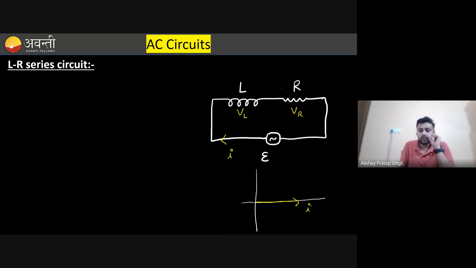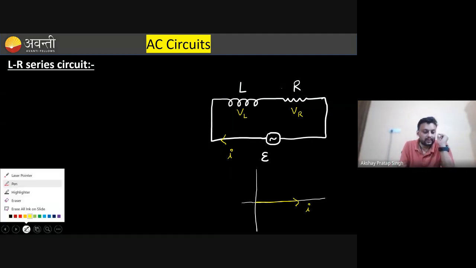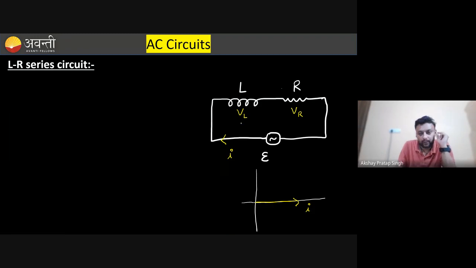Now, you need to remember that the potential across the inductor leads the current by 90 degrees. That means this is going to be our potential across the inductor, that is VL.